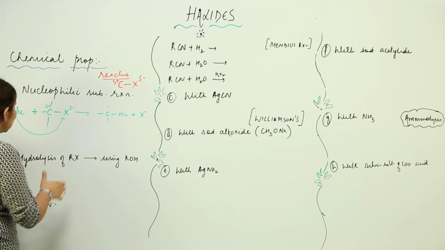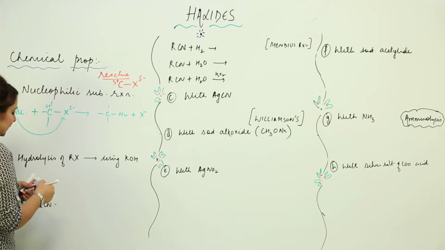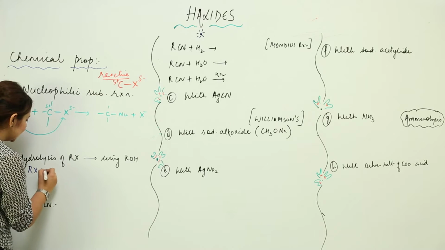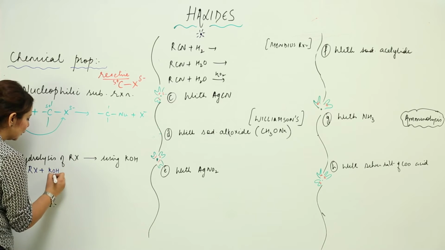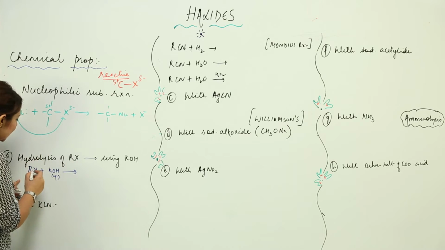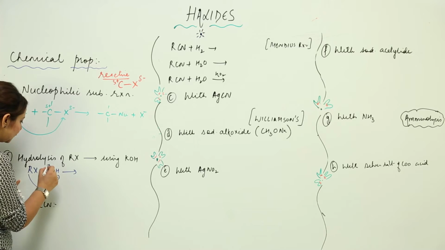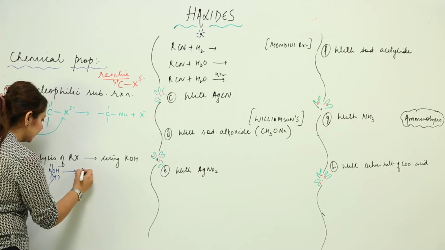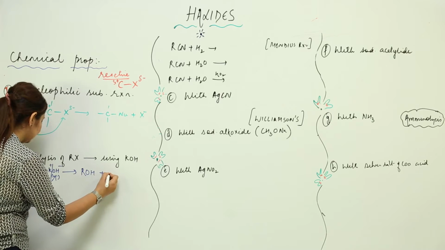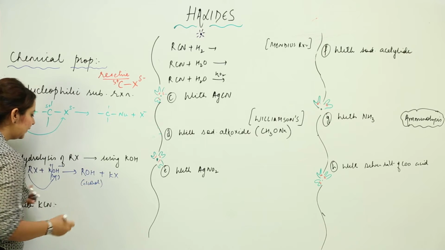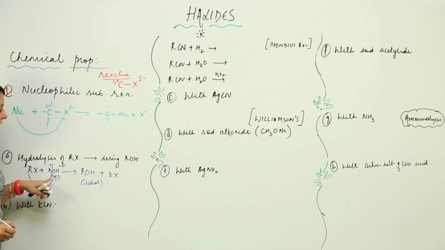The first is hydrolysis of RX, hydrolysis of alkyl halide, and we will carry out the hydrolysis using aqueous KOH. So what will happen? This R will combine with this OH. The OH nucleophile is going to replace this X and get attached, and we will have the alcohol. So we can get the alcohol by reacting with aqueous KOH.